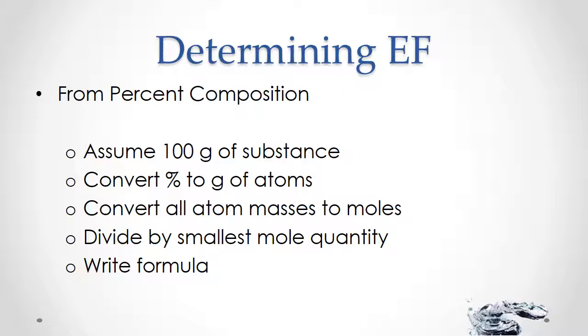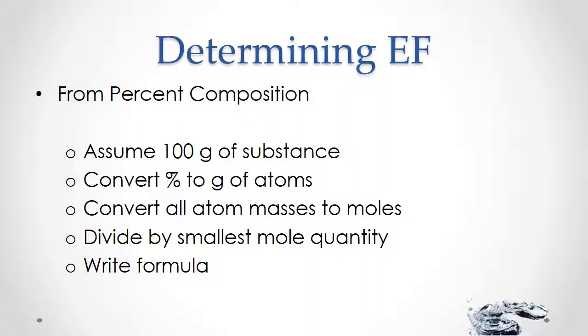But if we assume that we have 100 grams of a substance, it's very simple to look at our percentages as being the reverse of our mass percent. And when we multiply by 100 grams of our substance, we can convert all of our percentages to grams of those atoms. Once we've converted to grams of the atoms, we need to convert to moles, and then we're going to follow the same procedure that we did previously, which is divide by the smallest mole quantity, do any multiplications that we need, and then write the formula for the empirical formula.